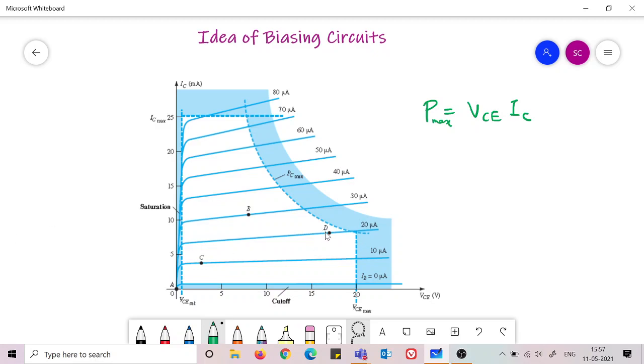So D is very close to this curve. There is every possibility that even if this bias point is very stable, when we employ an AC signal on top of this bias, part of that AC signal can go to this region where it will destroy the transistor, because it will go above the P max of the transistor. So we have to choose the biasing point, or the Q point, very judiciously. That is the whole idea of looking at this particular picture.